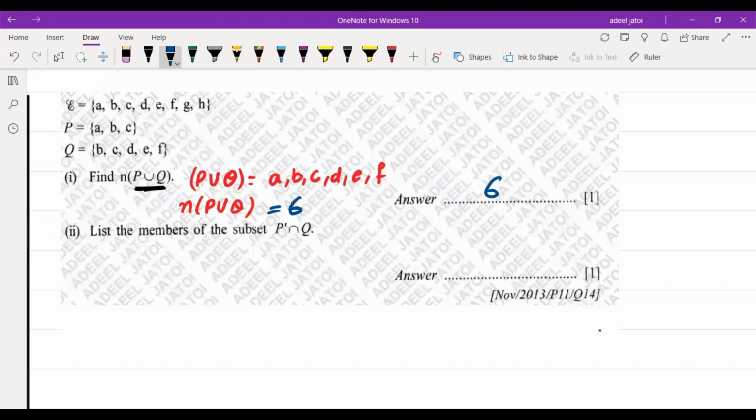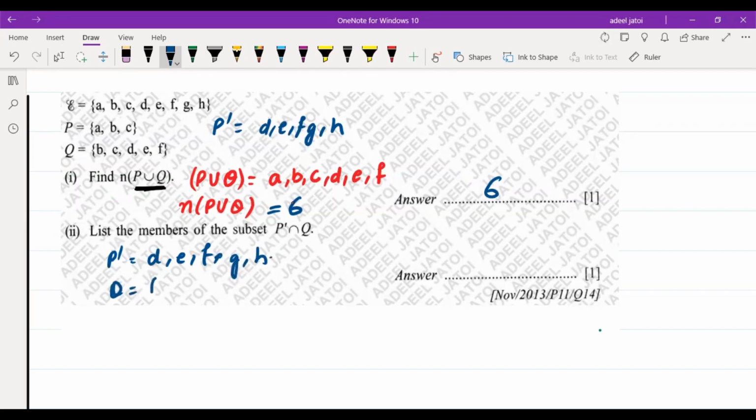Then the question says, let the members of the subset be P complement intersection Q. So first of all, we need to find P complement. All the values which are not in P, we need to write down as P complement. That means all the other values other than the P set from the universal set. So ABC, we'll write down D, E, F, G and H. So P complement is D, E, F, G and H.